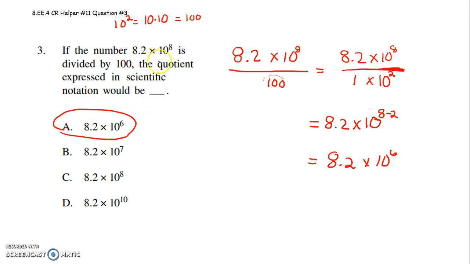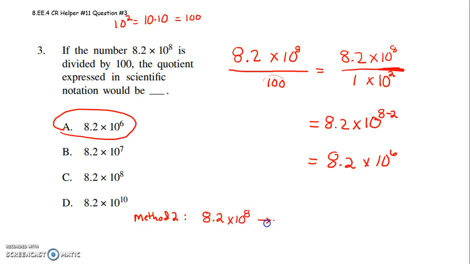You could also choose to rewrite this number, the original given number, in standard form, divide by 100, then put the quotient back into scientific notation. So I can quickly show that if you want. Method 2 would be to take this original number, 8.2 times 10 to the 8th.